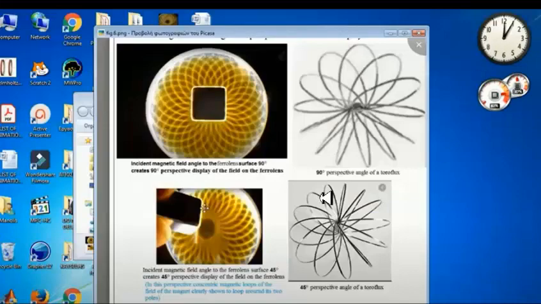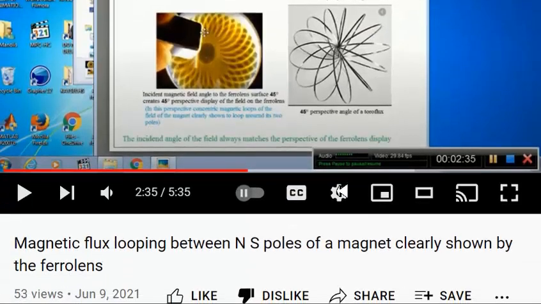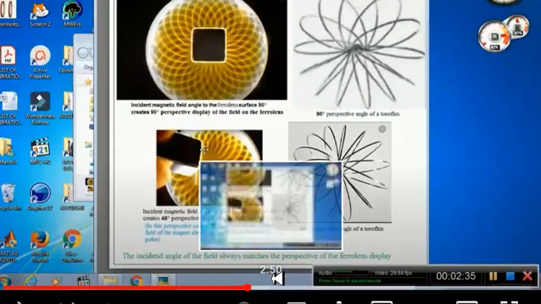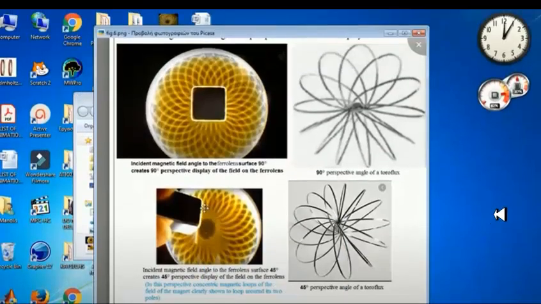This is also what he's trying to say in this other video called magnetic flux, looping between north and south poles of a magnet, clearly shown by the ferrolens. Now this is interesting because I was investigating this a while back, and I've got this little toy called the toroflux, and in this toroflux you've got these little lines that loop around in a circle, and I did remark at how much this looked like the ferrocell.